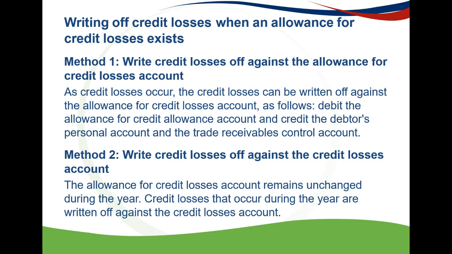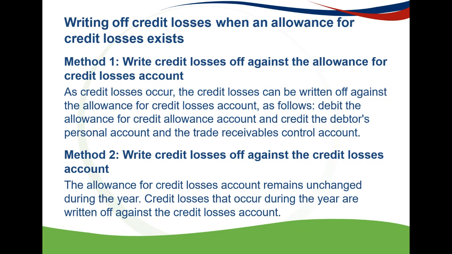So this is the method that we started with, where we said you debit your credit losses account and you credit your debtor as well as the trade receivables control account. With method 1, when we have an allowance for credit losses and the balance is big enough, then instead of debiting your credit losses account, you can debit your allowance for credit losses account with the amount, but only up to the balance of that account.